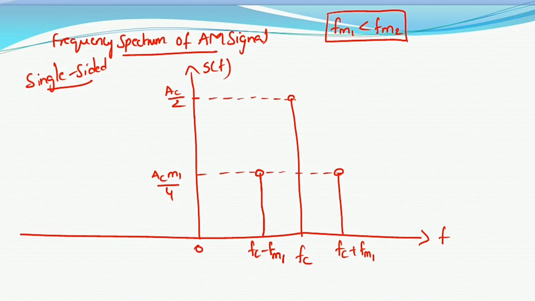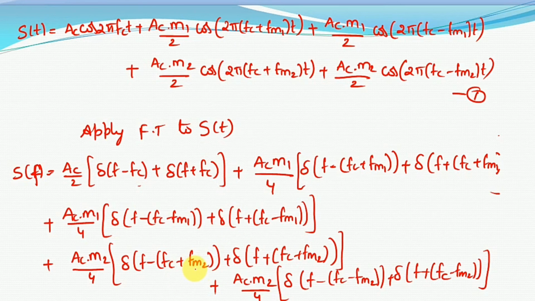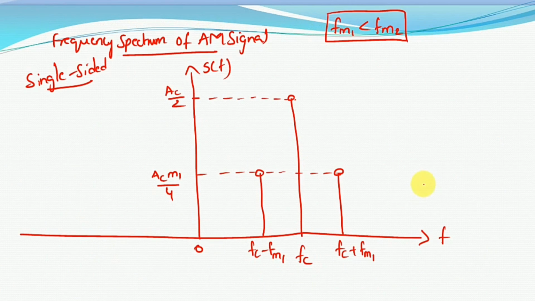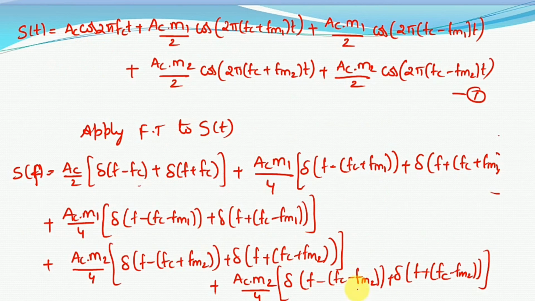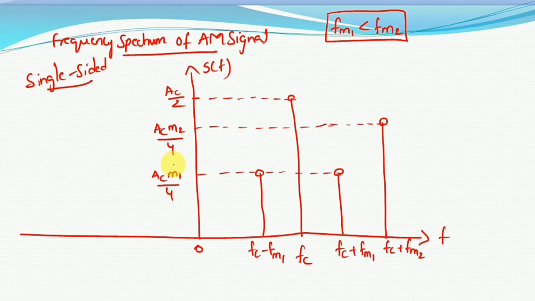Okay, now next see the fourth one, which is Fc plus Fm2, a higher value compared to Fc plus Fm1, and it has an amplitude AC into M2 by 4. So the fourth frequency component is Fc plus Fm2, which has an amplitude of AC into M2 by 4. And what is the last frequency? It is Fc minus Fm2. So its value will be less than Fc minus Fm1. So here it is Fc minus Fm2. So this is how to draw the single-sided frequency spectrum of an AM signal.